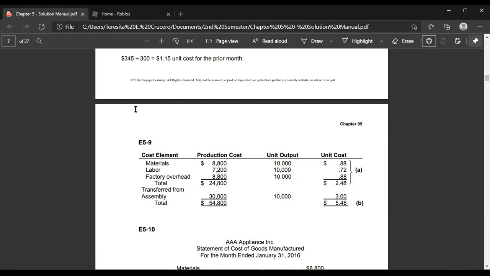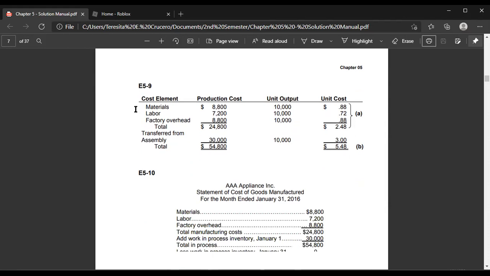Determine the unit cost for the month in the finishing department. And B, the unit cost of the products transferred to the finished goods. So that's the sum of the finishing department's cost and from the assembly. So we now get 5.48.